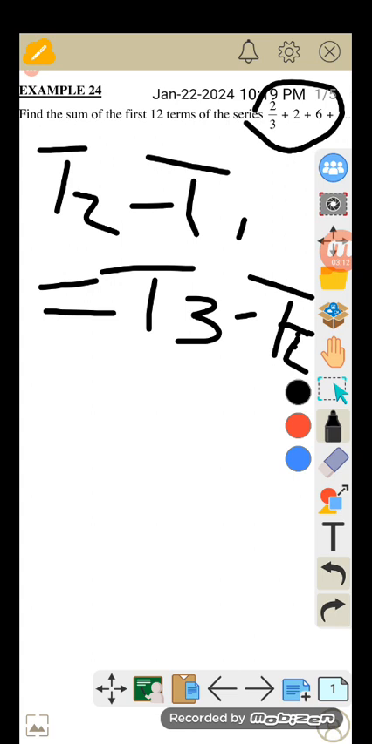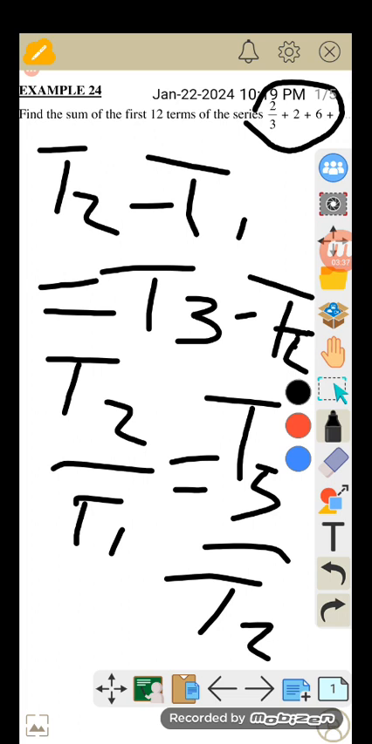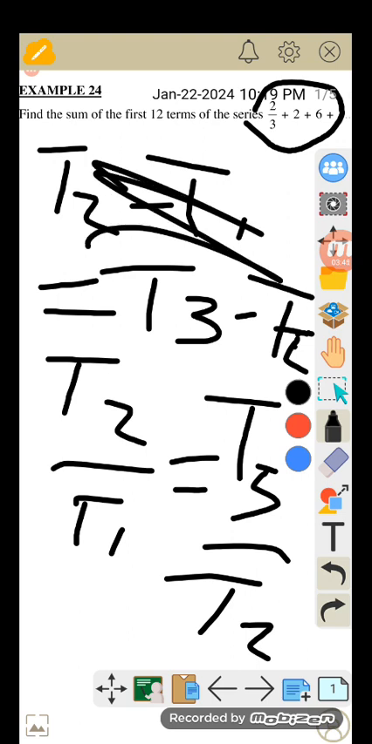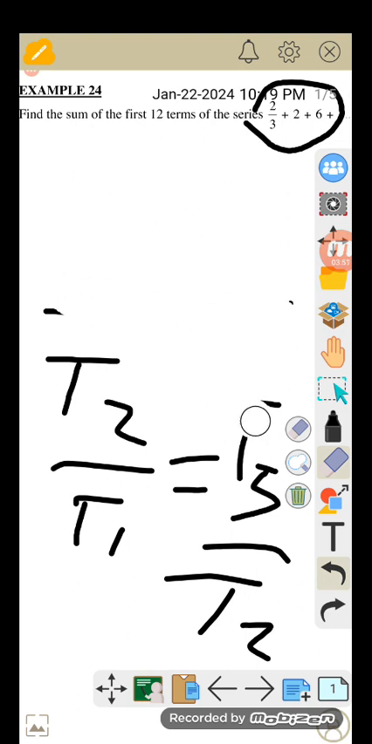But if it is a geometric sequence, T2 over T1 must be equal to T3 over T2. Just like that, guys. So let's check whether it is arithmetic or geometric.